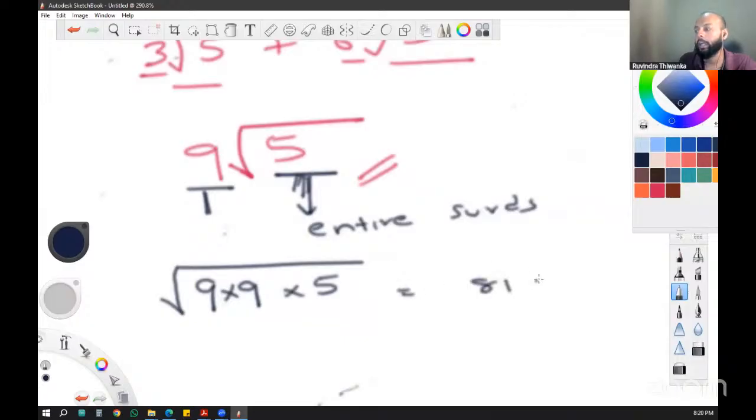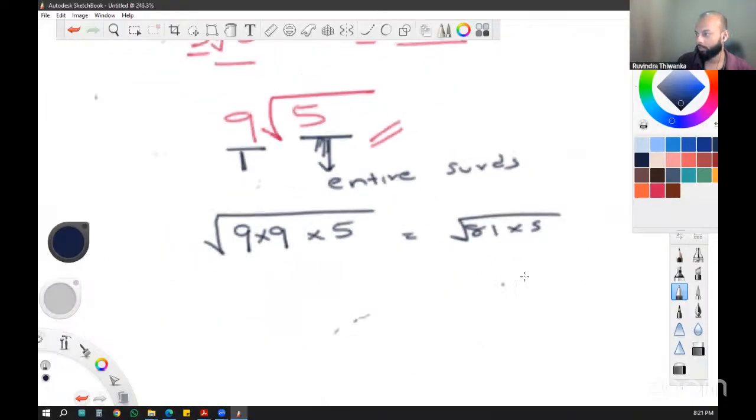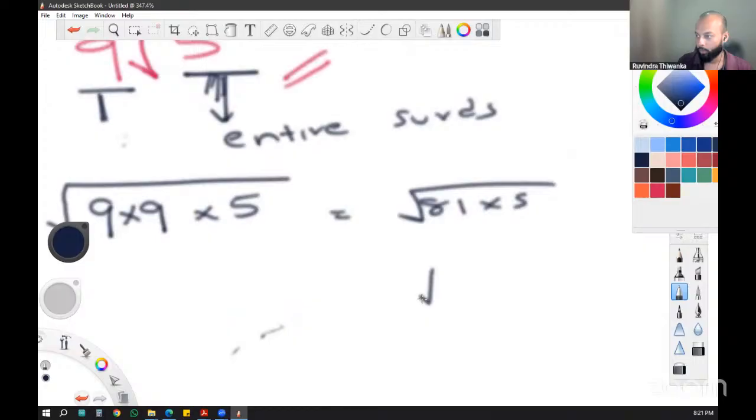It will be 81 times 5. So this is what the entire surd is, and it will give square root 405. And this is our entire surd.